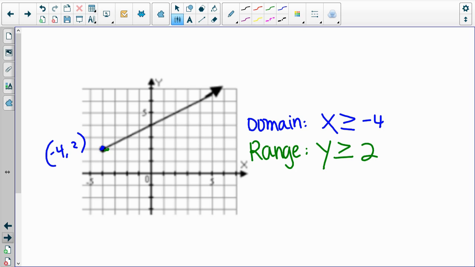Most of these are going to be greater than or equal to. I haven't seen one on the assignment yet that goes down. So it's greater than or equal to 2. Only one inequality when you've got an end with an arrow. It's going to keep going. It won't end on the other side.